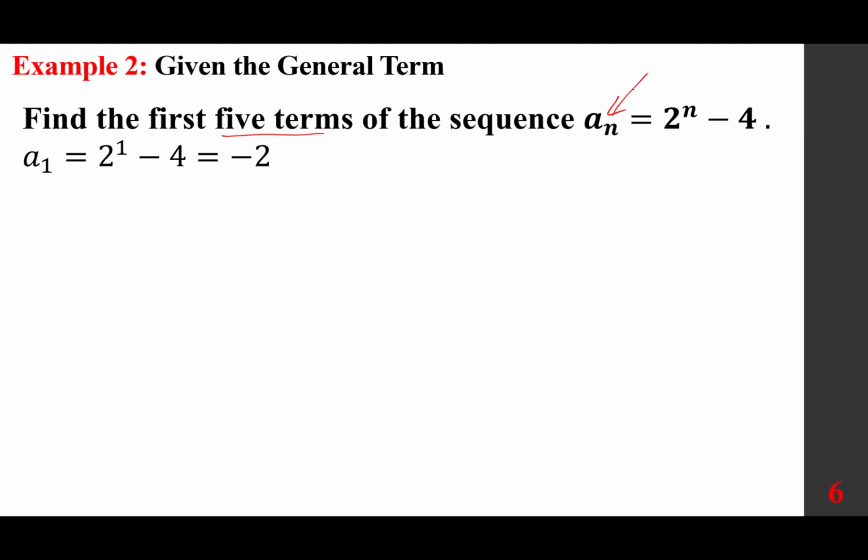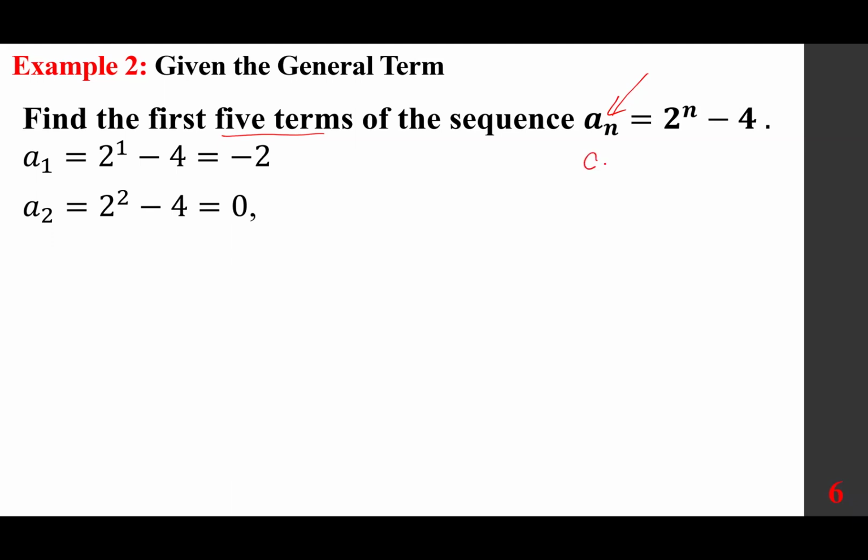What about a sub 2? Anybody? What do you think happens to a sub 2? What do we get? Anyone? 0. Miriam, excellent. Excellent. 2 squared minus 4 results in 0.